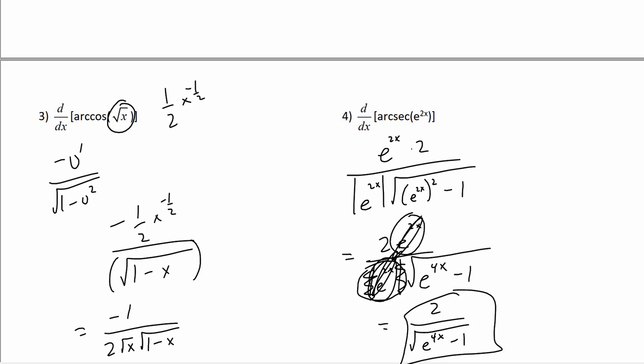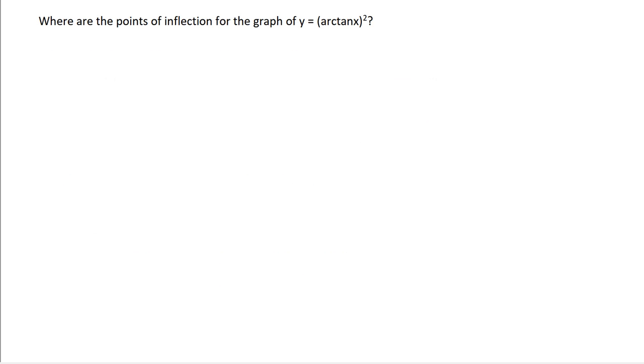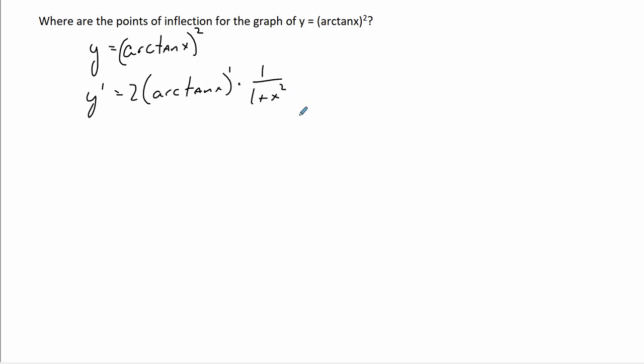Okay, let's do one more problem, and then we'll be good to go. What are the points of inflection for the graph of y equals the arctangent of x squared? How do we do this? Well, this is a little bit of a chain rule. If y is equal to the arctangent of x squared, then y prime is the derivative of the outside function, 1 over 1 plus x squared, times the derivative of the inside, 2x. Okay, so that's your derivative.